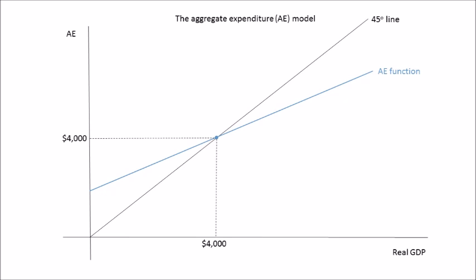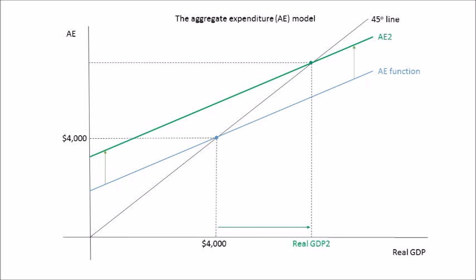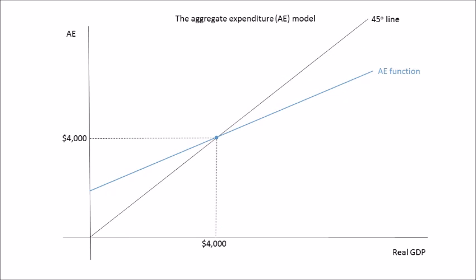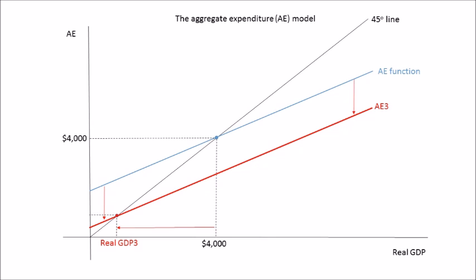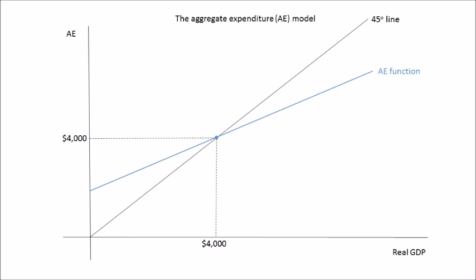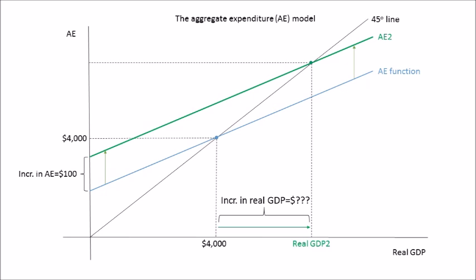If the AE function shifts, that will change our equilibrium real GDP as well. For example, if spending increases and the AE function shifts up, equilibrium real GDP would increase. If spending decreases, the AE function shifts down and our equilibrium real GDP will decrease. So the question is, for any given change in spending, by how much will our equilibrium real GDP change? For example, if spending increases, or the AE function shifts up by $100, by how much will our equilibrium real GDP increase?